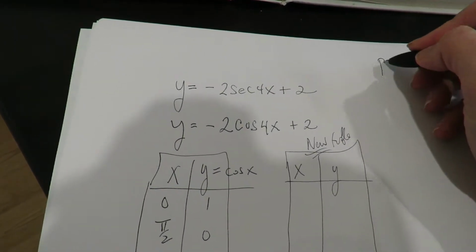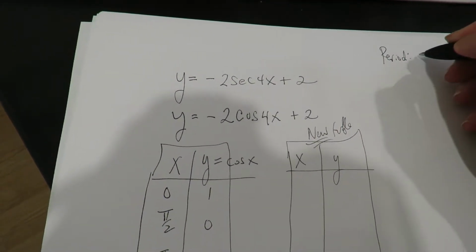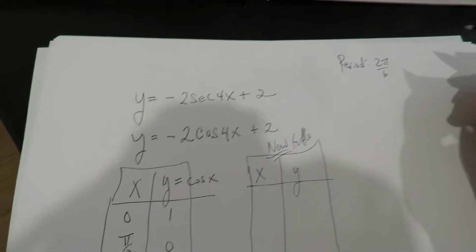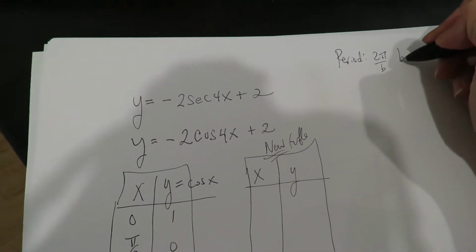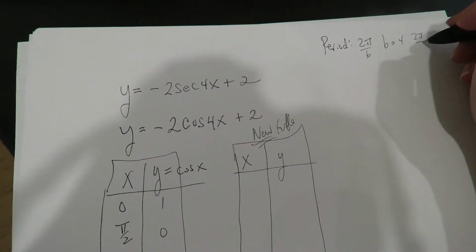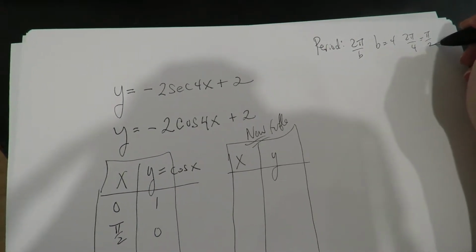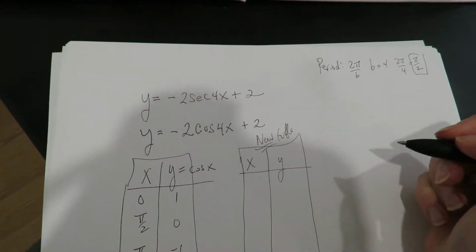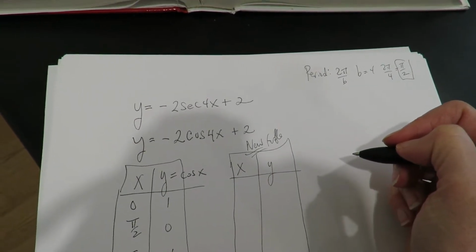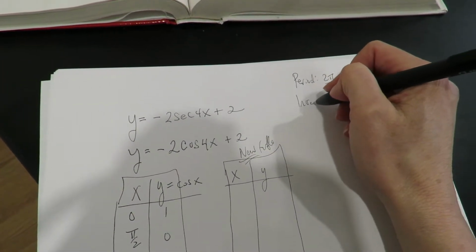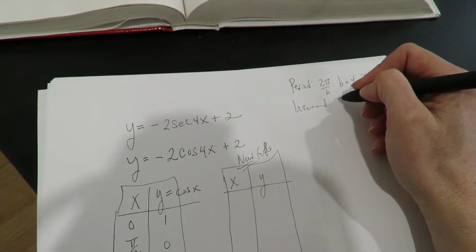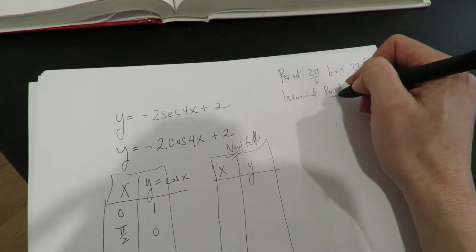So the first thing I'm going to do is calculate the period. For the cosine function, it's 2 pi over b. b in this case is 4. So it's 2 pi over 4, or pi over 2. That is the width of this function. It's really skinny. The increment is the period over 4.